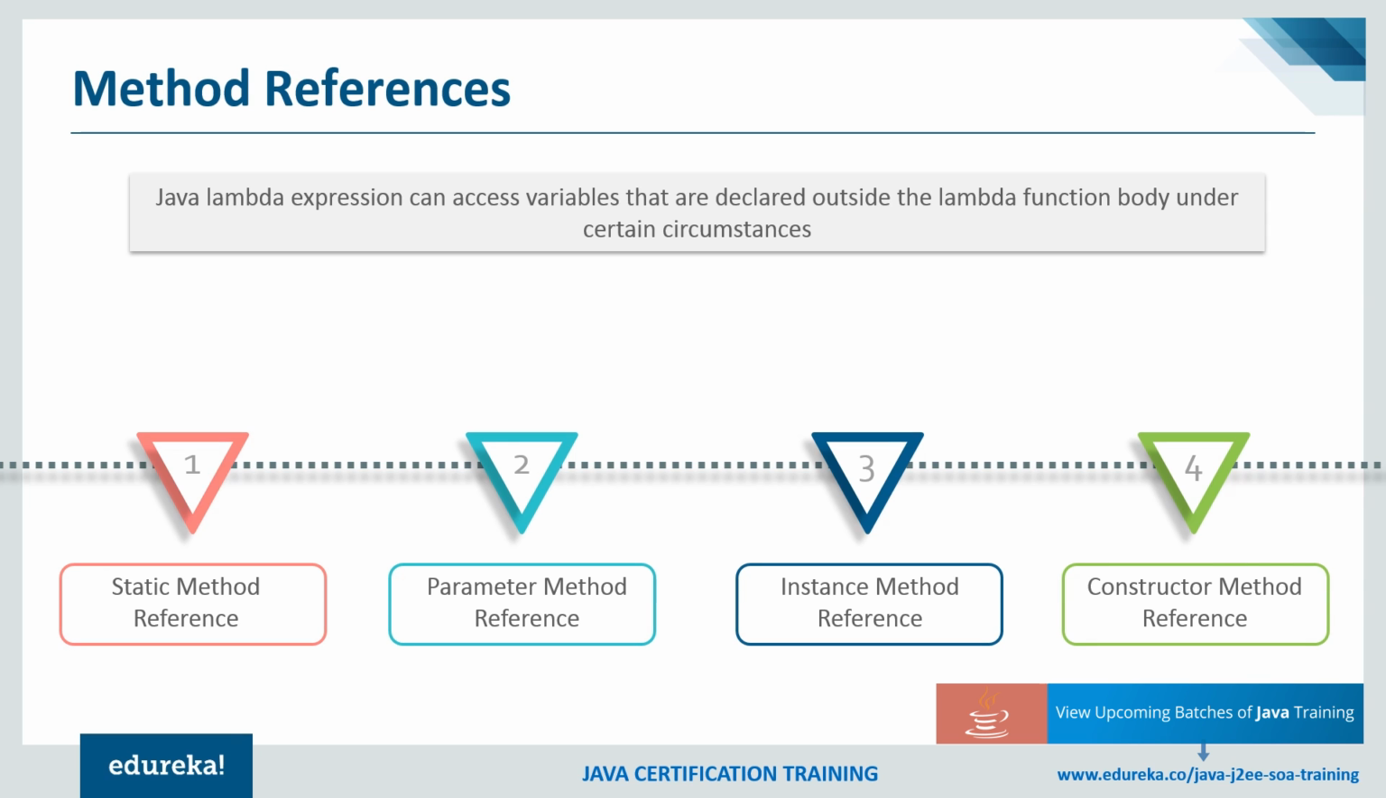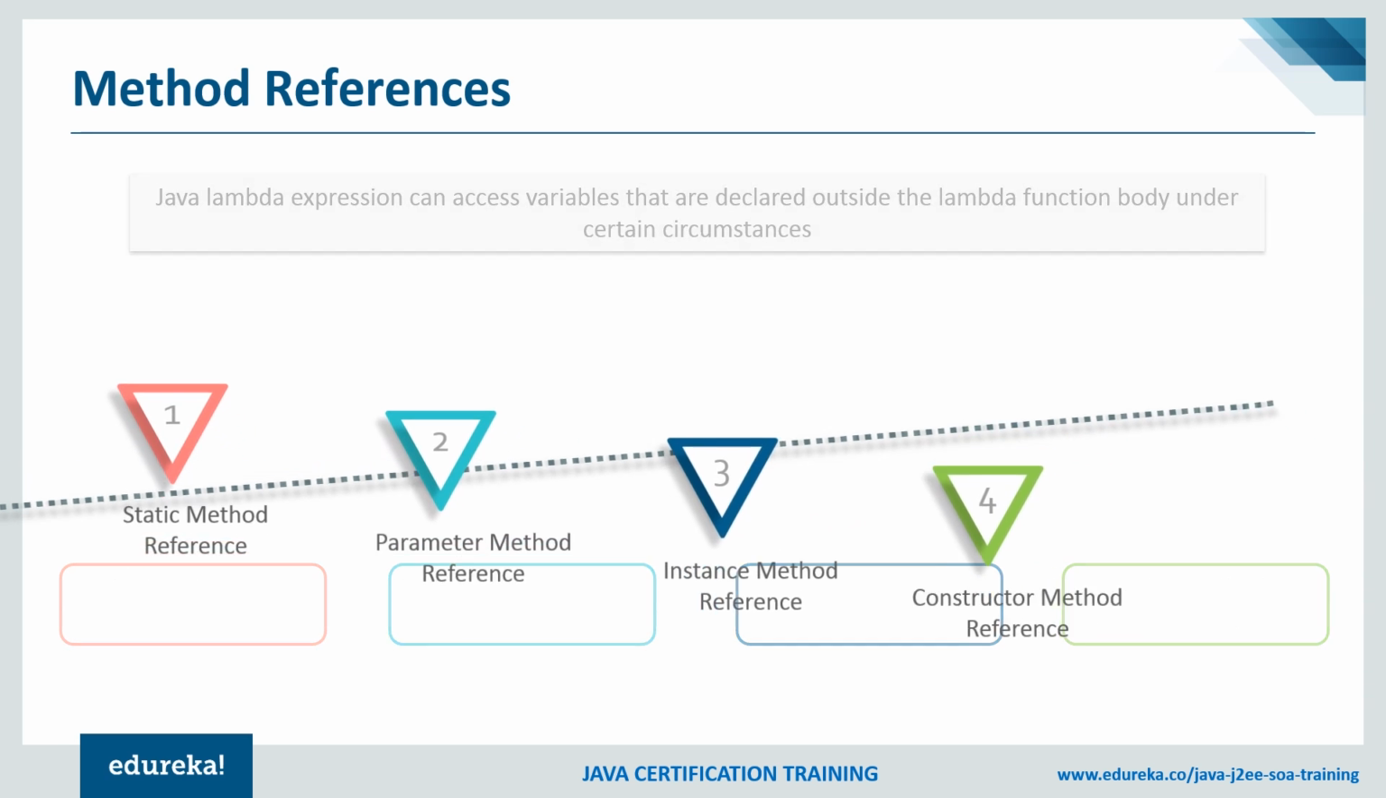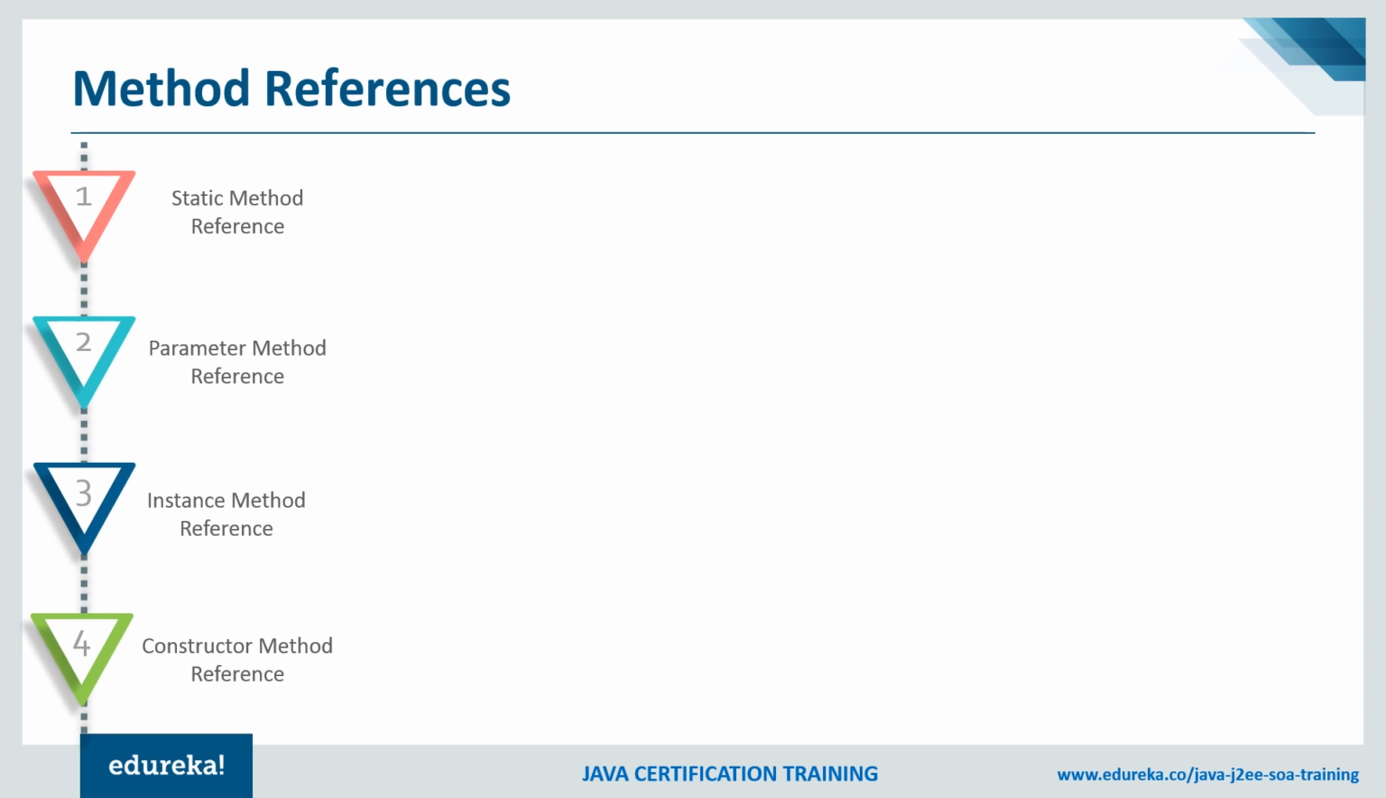So what does it mean? We can have methods with the parameters. We can have a reference to the instance method, that's like the method for the object, and we can even have a reference to a constructor. So how is this going to work? These are the four different concepts. So how is it going to work for us?